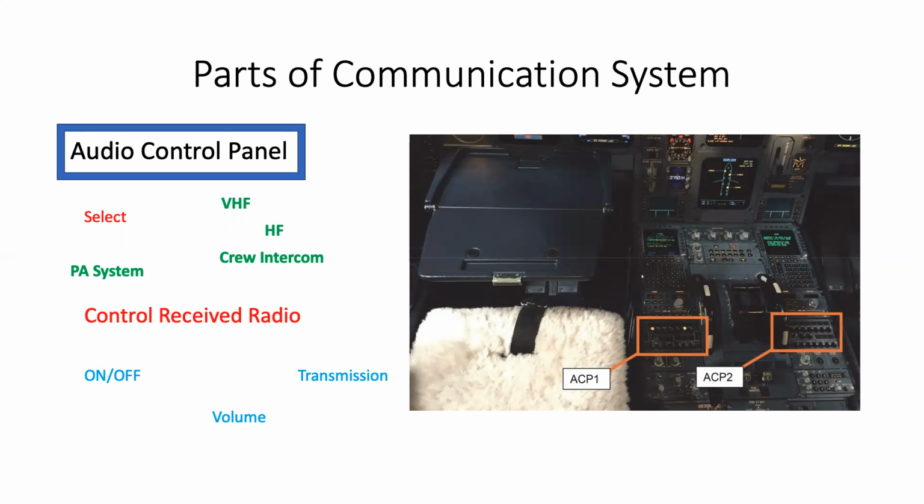The audio control unit receives information from different sources, such as the intercom that is used for internal communications. It also receives audio information from the communication or navigation radio from the ground stations. It may also be linked to some critical systems in an aircraft.